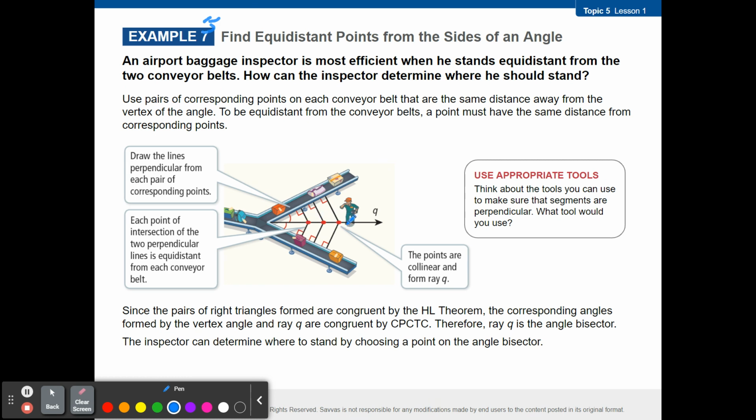And these 3 points right here end up being collinear because they all land on the same ray, okay? So since the pairs of right angles formed are congruent by hypotenuse leg, and if you think about that, there's your hypotenuse, and then these are the congruent legs. The corresponding angles formed by the vertex angle and ray Q are congruent by CPCTC. Therefore, ray Q is the angle bisector. Okay, so the inspector can determine where to stand by choosing a point on that angle. So we bisected this angle and proved it was a bisector by using our triangle congruency rules.